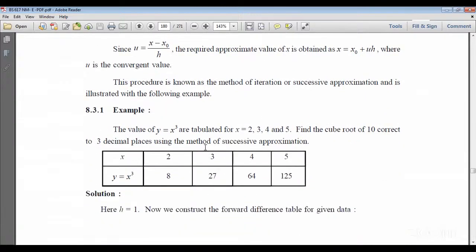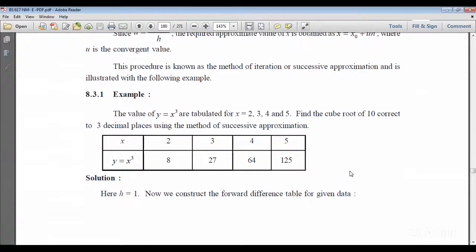y is equal to x cube, for x equal to 2, 3, 4, and 5. Find the cube root of 10, correct to three decimal places, using the method of successive approximation. The data are 2, 8; 3, 27; 4, 64; 5, 125. Here h is equal to 1.